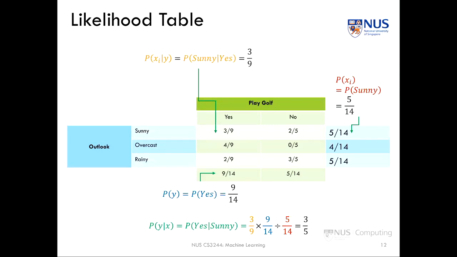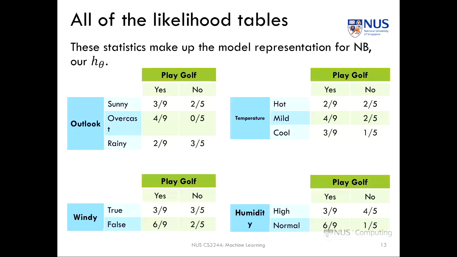So we can see the same thing here, except we've colorized it a little bit. And we can do the actual calculations, right? So we have 9 divided over here. And since this is a divide through, these two cancel out. And the 5 will come down to the bottom. So we'll get our answer, which is 3/5. We'll actually use all of the likelihood tables to build up all of the information we need for naive Bayes. In fact, these statistics make up the model representation that we are often talking about, which is our H of theta.